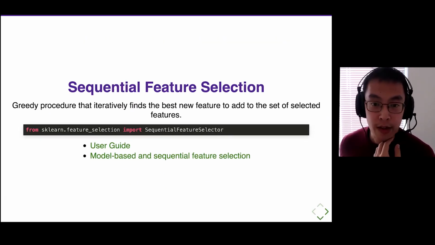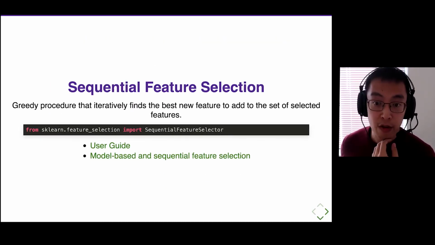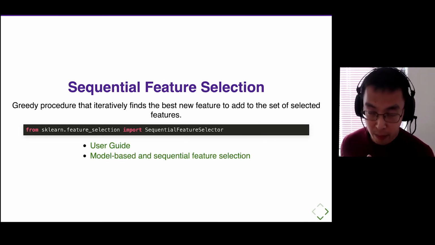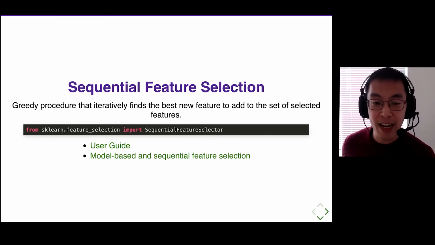He worked on something called sequential feature selection, where you start off with 0 features and then you keep on adding more features based on cross validation. There's a user guide, and there's an example.